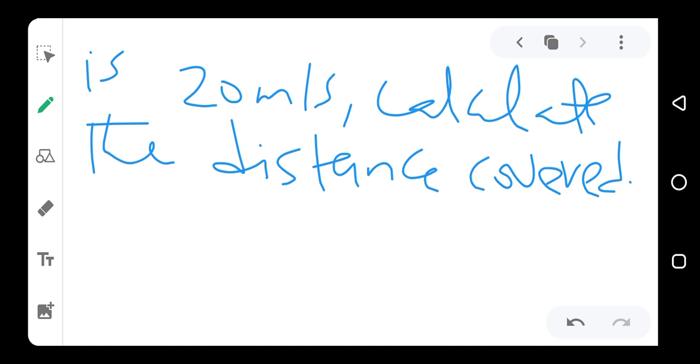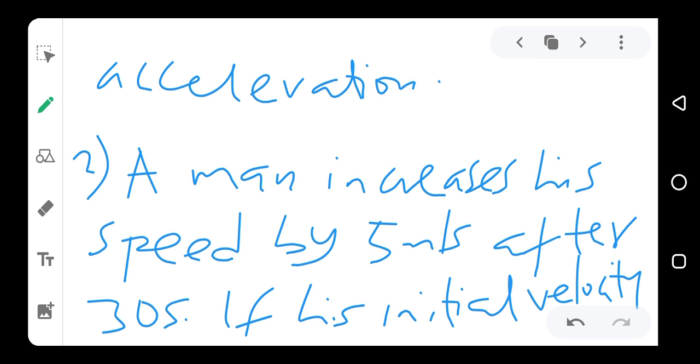So what will be the final velocity now? You get it, and then you look for other parameters and solve.